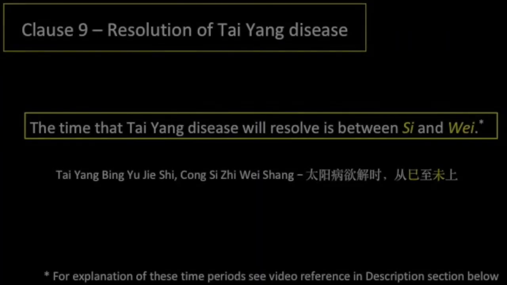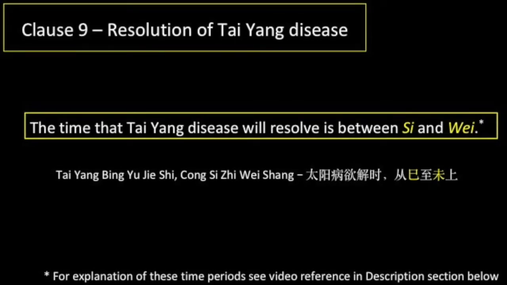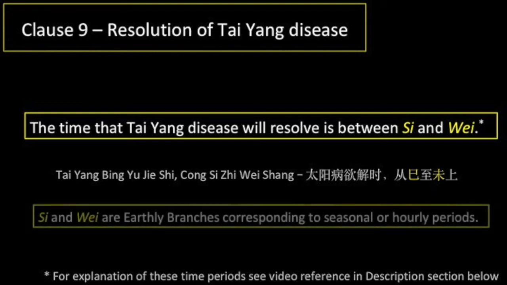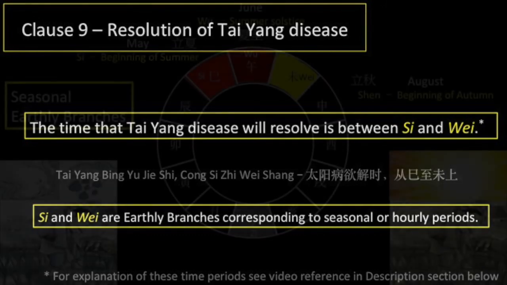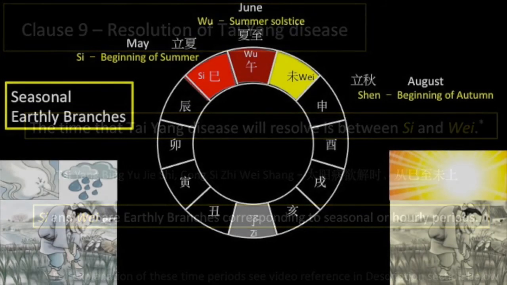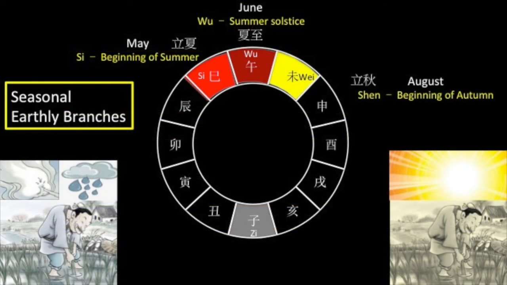Before I finish commenting on the Tai Yang section in general, we need to consider one more clause. Clause 9 states that the resolution of Tai Yang disease occurs between the times Se and Wei, which are 2 earthly branches. I give a reference in the description section below to my video on the heavenly stems and earthly branches. These earthly branches can be interpreted in 2 ways, either as symbolizing seasonal times or as the times of day. If we consider seasonal times, Se and Wei correspond to the summer period.